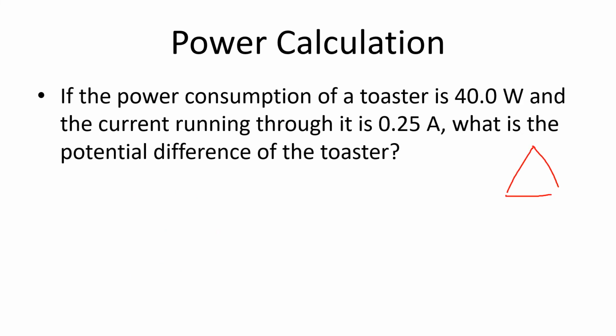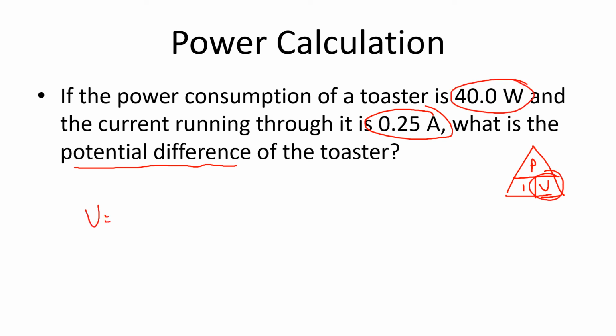Alrighty, using our relationship, if you want to use the algebra to figure it out, if you want to use your triangle, if we were looking for the potential difference this time, and we're given the current and we're given the power. So we want to find this guy, right? So V equals P divided by I, and we've got 40 watts divided by 0.25 amps. And if we divide those, it's going to be 160 volts. So that's quite a bit of voltage in the toaster.